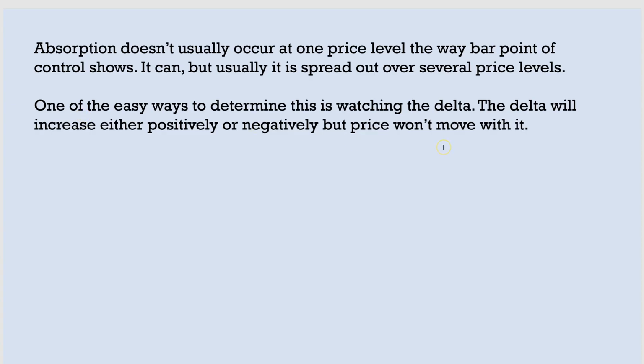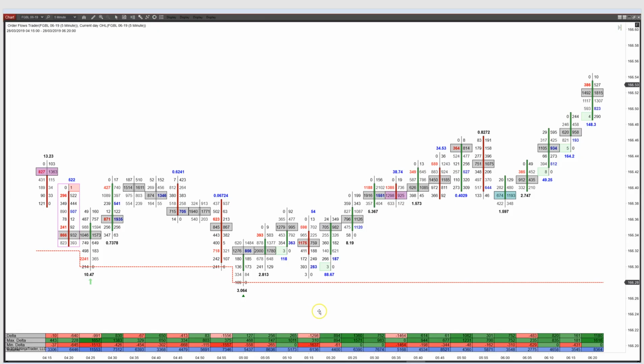Now, one of the easy ways of determining absorption is happening is, of course, watch the delta. The delta will increase either positively or negatively, but price won't move with it, right? That's what I was just explaining earlier. So you're coming down in here, heavy volumes in here, you're at your low, you got 5,000. This low is 11,000. So you got some decent numbers in here, 7,000, 8,000, 6,000, 7,000. Where's the market going? It's going nowhere. It's going sideways, right? That's when you got to start paying attention to the next level of stuff.